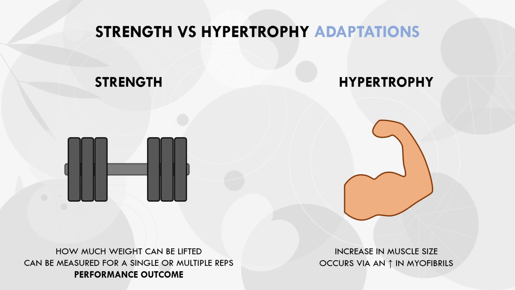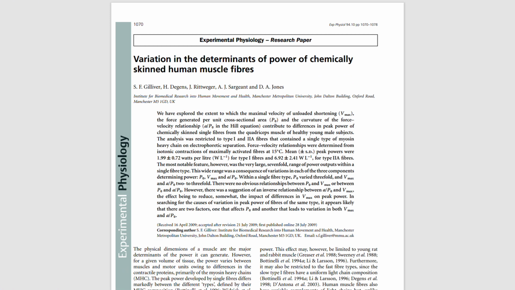The exact physiology of how hypertrophy works is not really important for this video. The key thing to understand is that hypertrophy purely refers to a structural adaptation, not a performance outcome. So now that we understand the differences between strength and hypertrophy, let's cover what relationship these two adaptations have with each other. First, let's look at the general correlation between muscle size and strength.